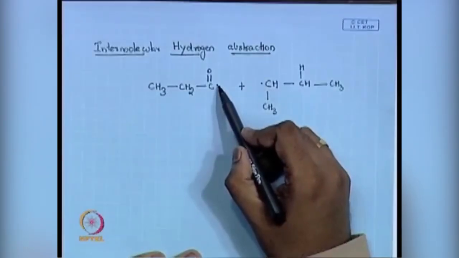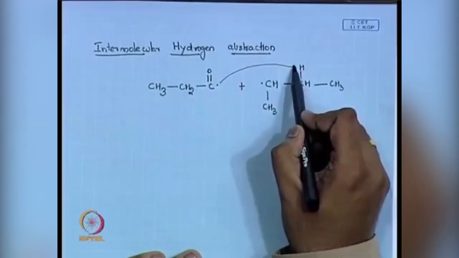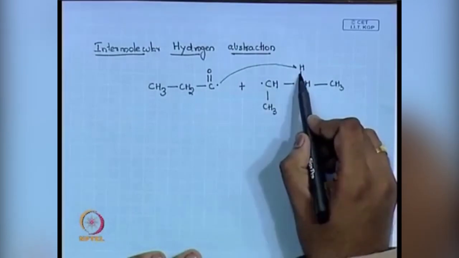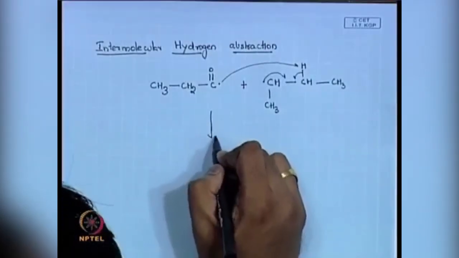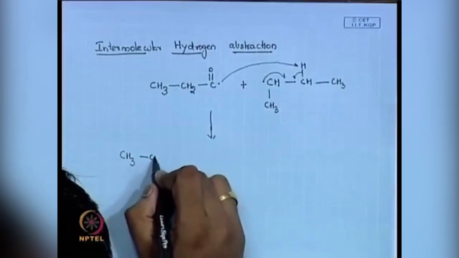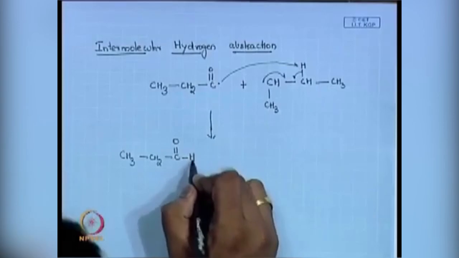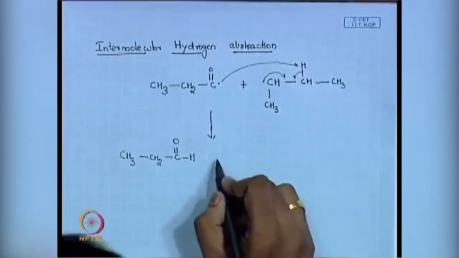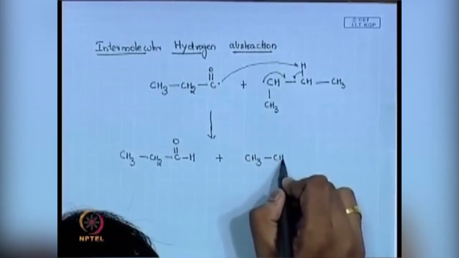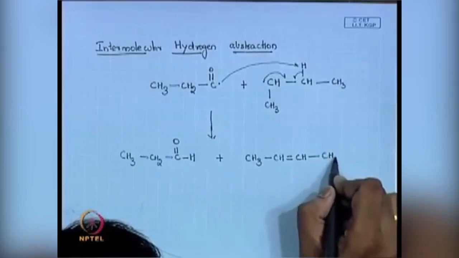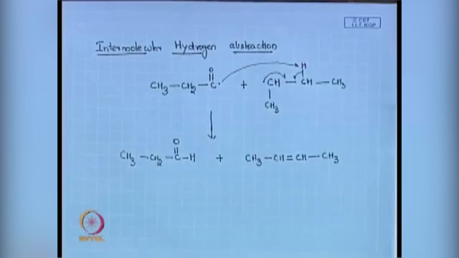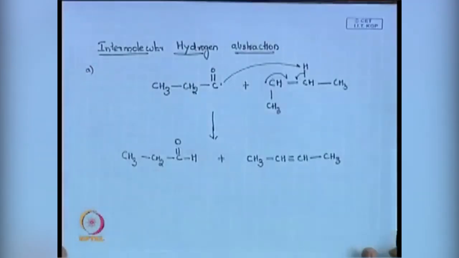I can take this radical, okay. This radical can abstract this hydrogen and then I can make a double bond here. Yes, that you can do. So you might get then what? You get an aldehyde plus your alkene, right? Okay. This intramolecular hydrogen abstraction, we call this A. There is another intramolecular hydrogen abstraction that can also happen, which we call B.